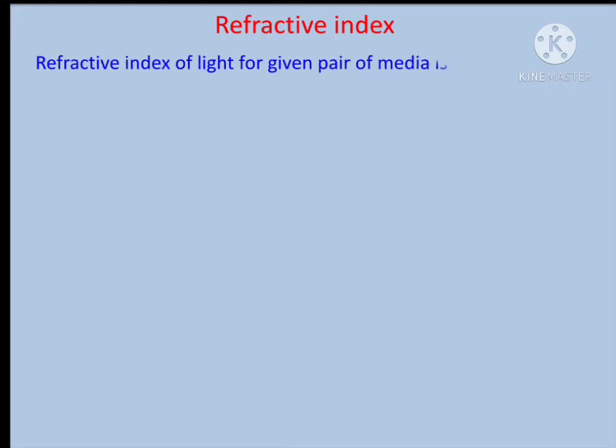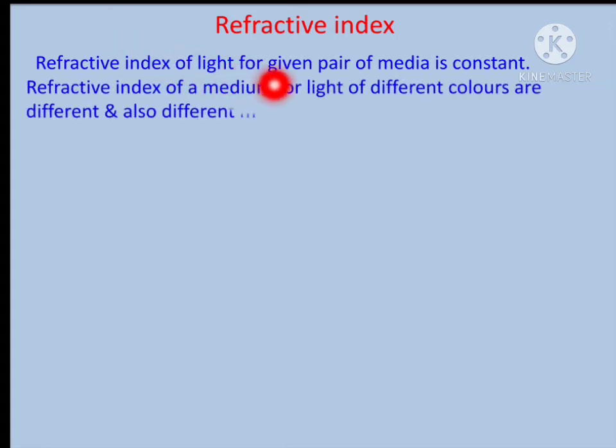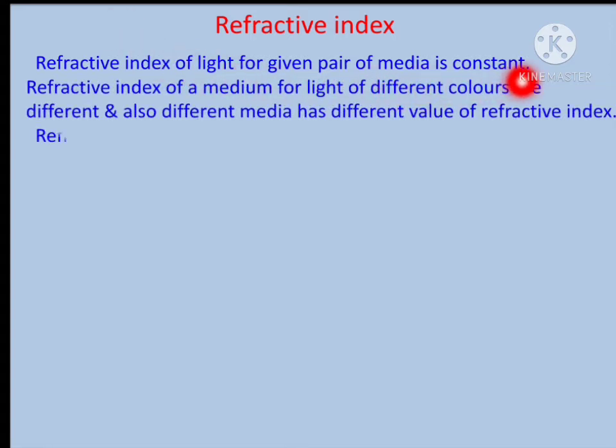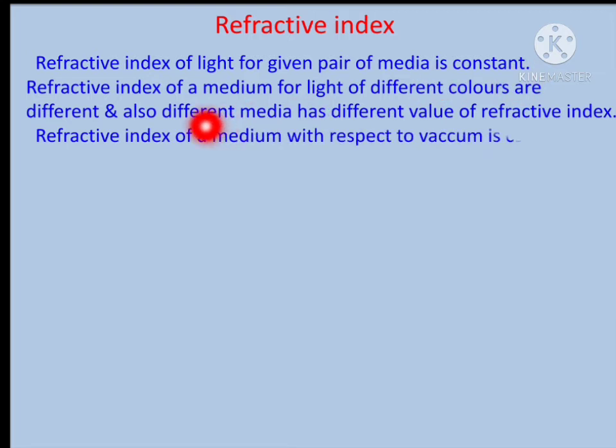Some more information about refractive index. Refractive index of light for a given pair of media is constant. Refractive index of a medium for light of different colors is different, and also different media have different values of refractive index. Refractive index of a medium with respect to vacuum is called absolute refractive index.